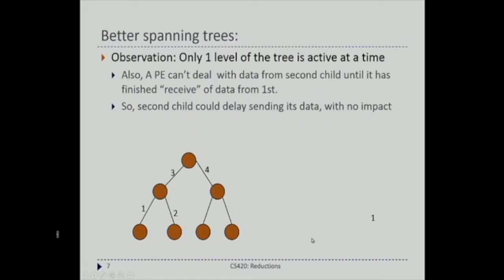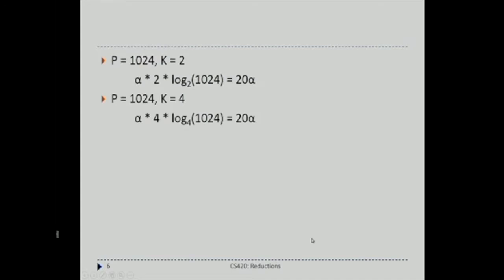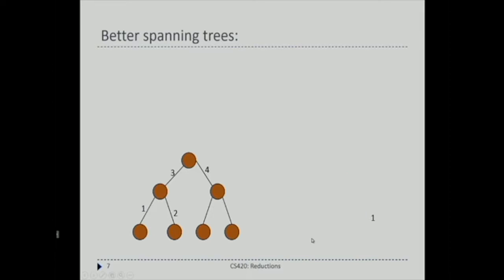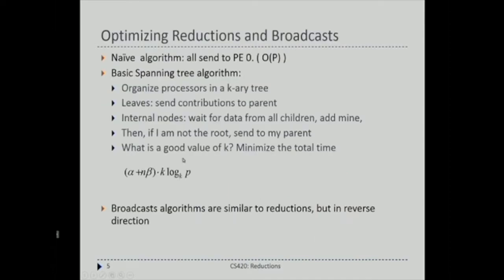Now the completion time of the previous algorithm was k log p to the base k, where k was the branching factor, whereas here it is just log p to the base 2. So instead of this, we just have log of p to the base 2 as the cost, and there is no serialization going on in that algorithm. It took care of the serialization at each processor.